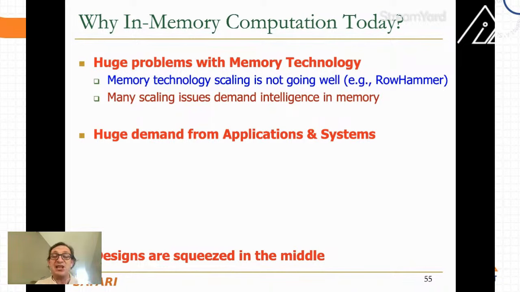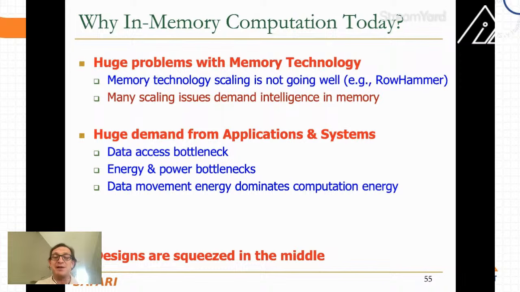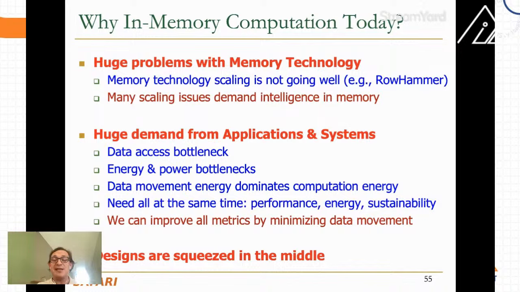And on the application and system side, we have a huge data access bottleneck. Energy and power are key bottlenecks, and data movement energy dominates computation energy. I'm going to give you some examples of this. And at the same time, human beings have changed. At some point, we were very much performance focused, but right now, energy is a key issue, and increasingly, sustainability is a key issue. So we want performance, energy, and sustainability all at the same time.